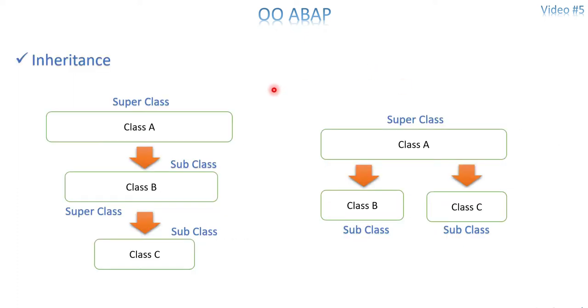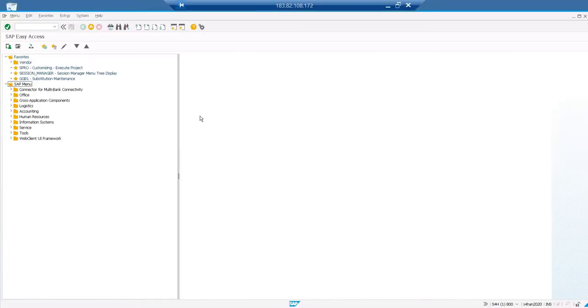Now I'm going to show you very simple examples of inheritance in SE24, because in a local class you are not able to see, okay, this is derived, all the attributes are carried forward to my subclass. That is not possible in a local class definition. That's why I'm taking you to SE24 first. This is my system.